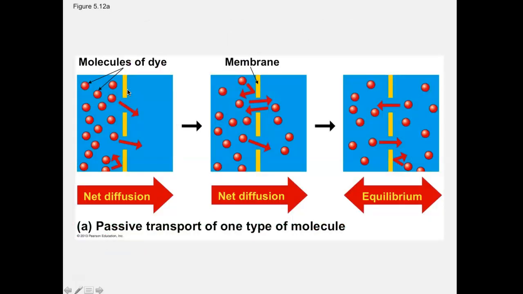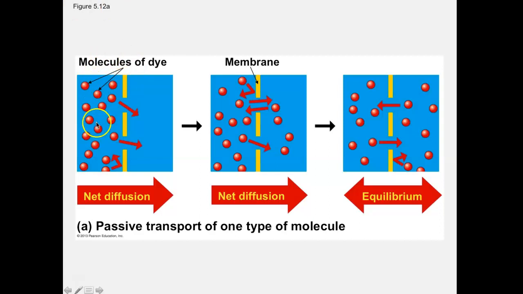So what is diffusion? Let's look at our outline. Diffusion and facilitated diffusion are both considered passive transport. Passive movement means that molecules will move down their concentration gradient until they reach equilibrium using no energy. No ATP is being used.